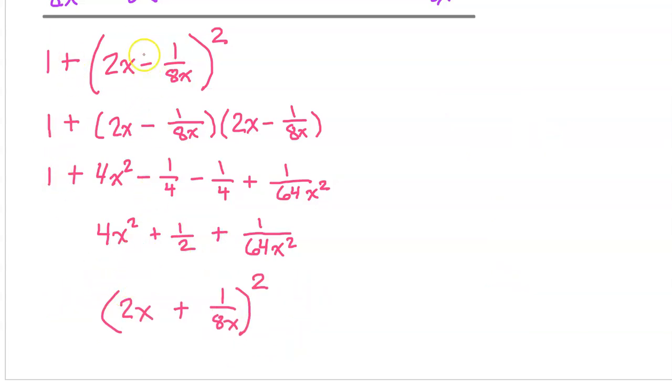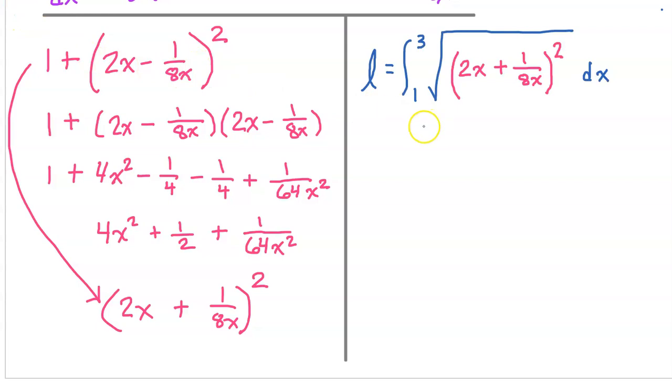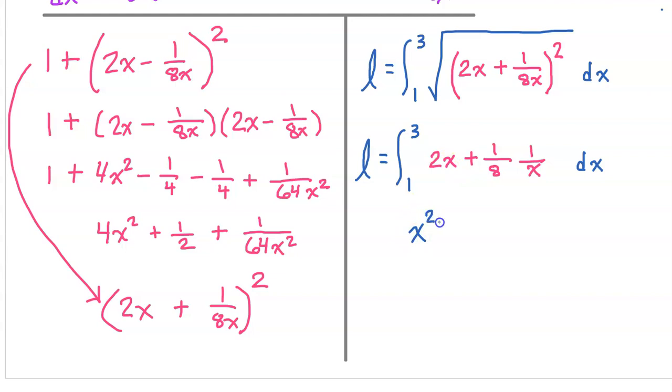So more compactly, we can write the original expression as this. Remember, this original expression represented everything that goes under the radical in the arc length formula. So the arc length from 1 to 3 is given by this. The radical and the exponent cancel each other out, and we have this. To find the antiderivative, it might be easier to picture it like this. So the antiderivative of 2x is x squared. And the antiderivative of 1/8 times 1 over x is 1/8 times the natural log of the absolute value of x.